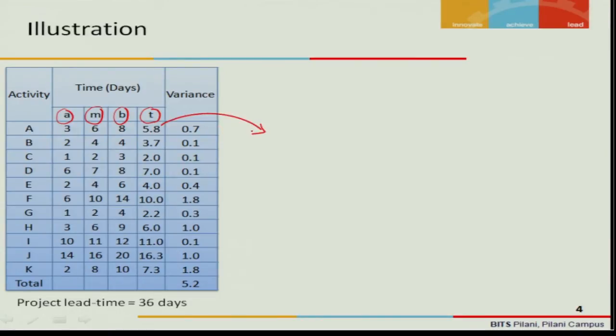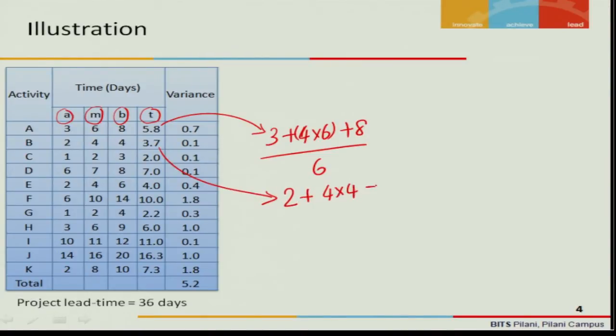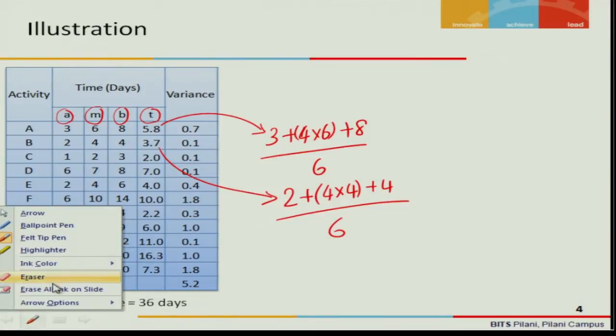How did we get this 5.8? 3 plus 4 times 6 plus 8 divided by 6 will be 5.8, and in the case of 3.7 it will be 2 plus 4 times 4 plus 4 divided by 6. You will get 3.7. This way we need to find out.